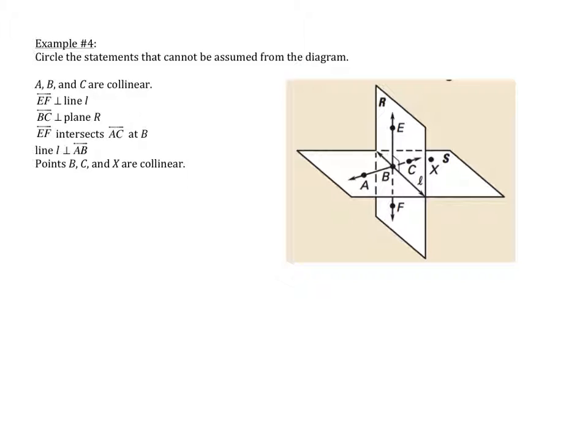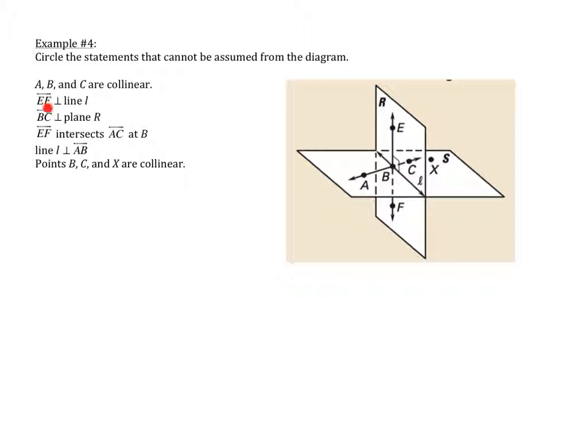Example number 4 actually wants us to circle the statements that cannot be assumed from the diagram. So we're only going to circle the ones that cannot be assumed. First we have points A, B, and C are collinear. If we look at the diagram, points A, B, and C, they are all on the same line. They are not just free floating. We do see that they are all on the same line. So we can assume that points A, B, and C are collinear.